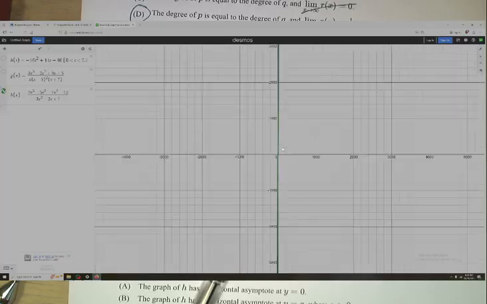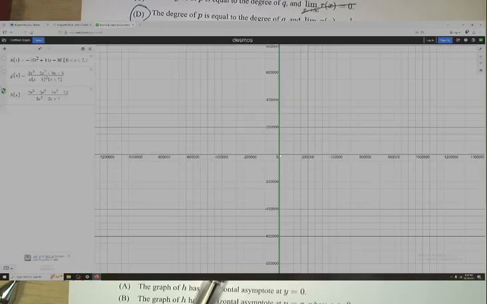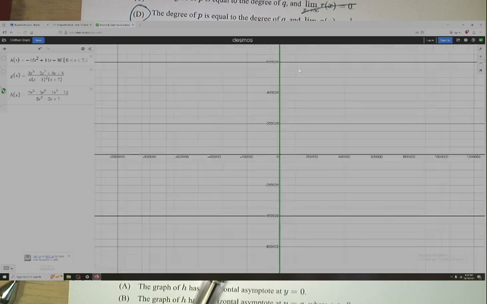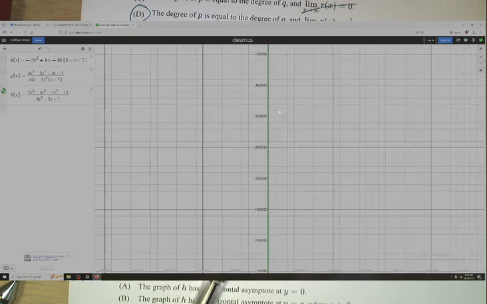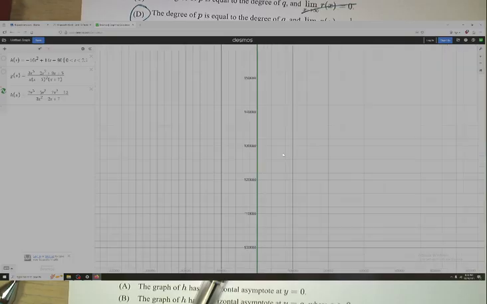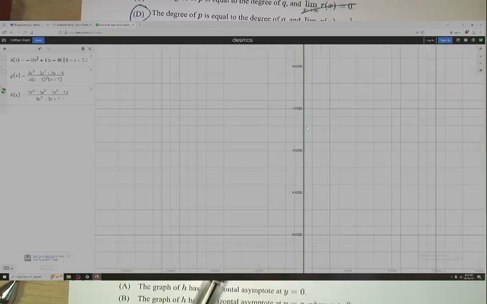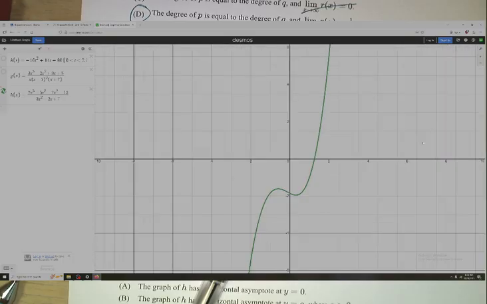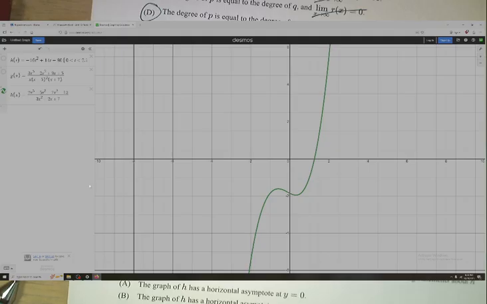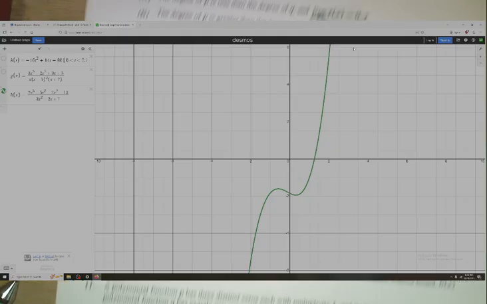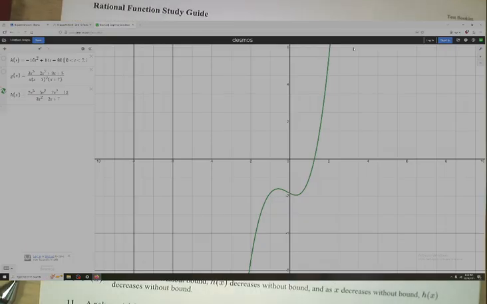So it looks like a quartic or a quadratic, not quadratic, cubic. So it's going to infinity up here. I don't think anything weird is happening. But it is going off to infinity and negative infinity. So as x decreases, y decreases, and as x increases, y increases. So let's look at our options.